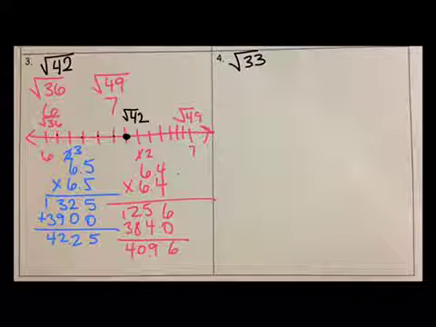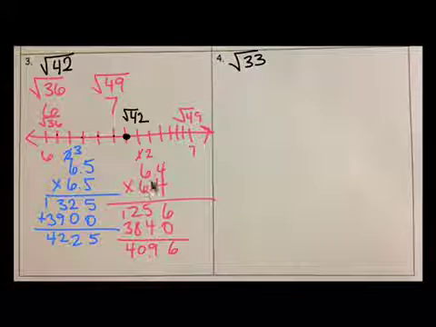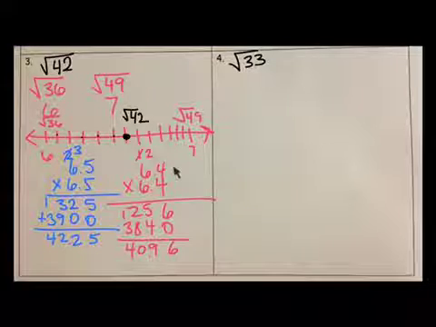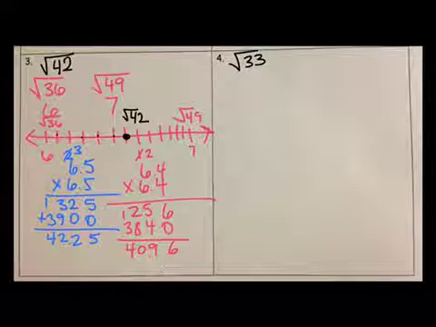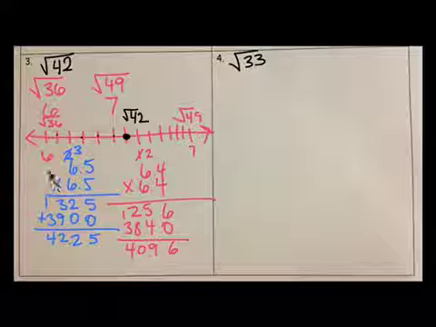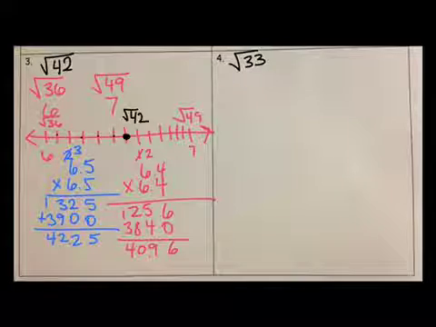Alright, so say on your test you guessed 6 and 4 tenths instead of 6 and 5 tenths. So it turns out 6 and 4 tenths squared gives us 40 and 96 hundredths. So clearly 6 and 5 tenths is a lot closer to 42. 42 and 25 hundredths is closer to 42 than 40 and 96 hundredths.